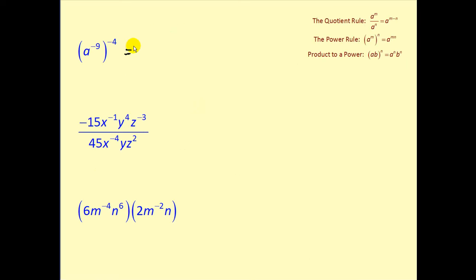Here we apply the power rule. Well, negative 9 times negative 4 would be a positive 36, and that would be our final simplified answer.